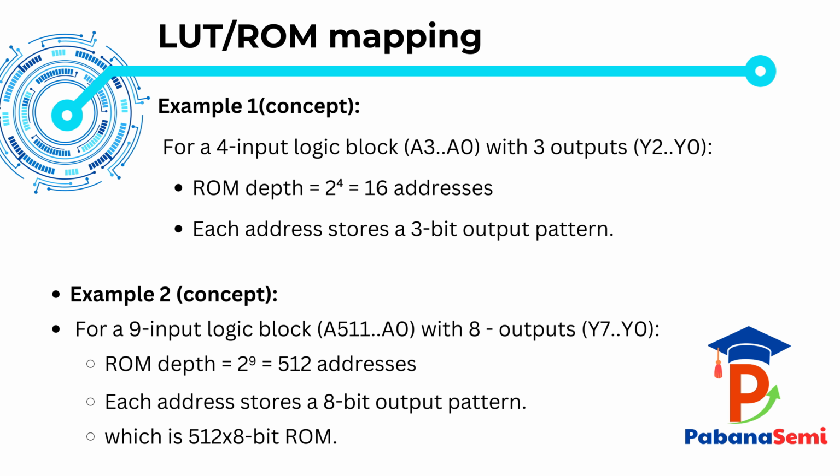Example 2. Now consider a 9-input logic block, which means inputs A8 down to A0, and 8 outputs, Y7 to Y0. Here the ROM depth is 2 to the 9th equals 512 addresses, and each address stores 8 output bits. So the complete mapping becomes a 512 times 8 ROM. So the takeaway is, inputs decide ROM depth using 2 to the n, outputs decide ROM width using m bits, and the ROM or LUT becomes a direct hardware implementation of the truth table.